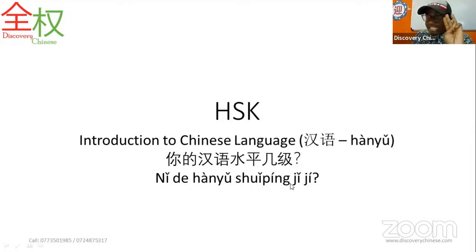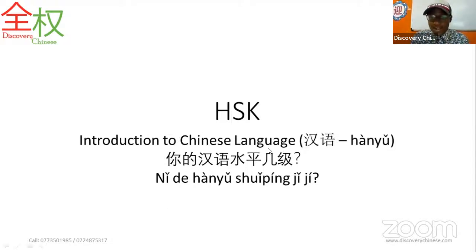The initial here is the J, the final is the I, and the tone, we have the tone at the top. Now, look at these 2 words. They are both J-I. However, the tones at the top are different. So it makes the meaning of these 2 words completely different.